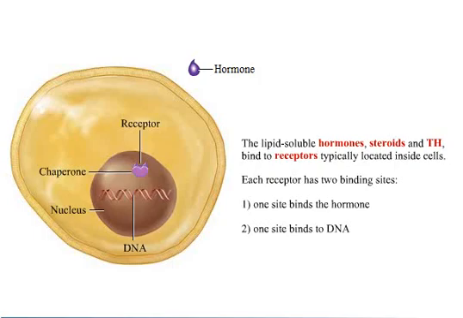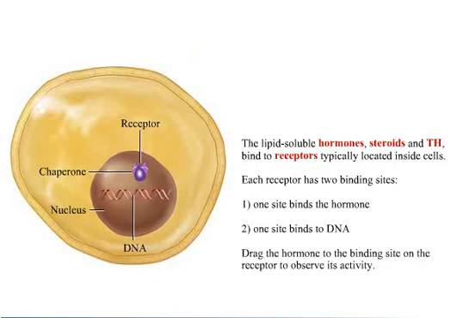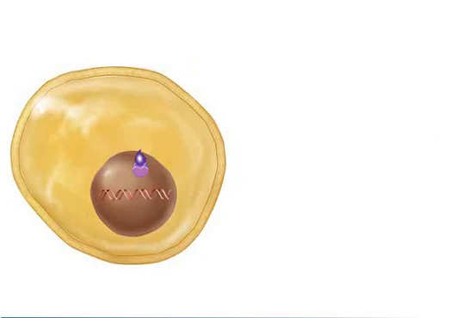The receptors are not active until a hormone binds to them. Drag the hormone to the binding site on the receptor to observe its activity. When a hormone binds to a receptor, the receptor changes shape. This activates the receptor and causes the chaperone to disassociate from it. If it is not already in the nucleus, the hormone receptor complex enters the nucleus.